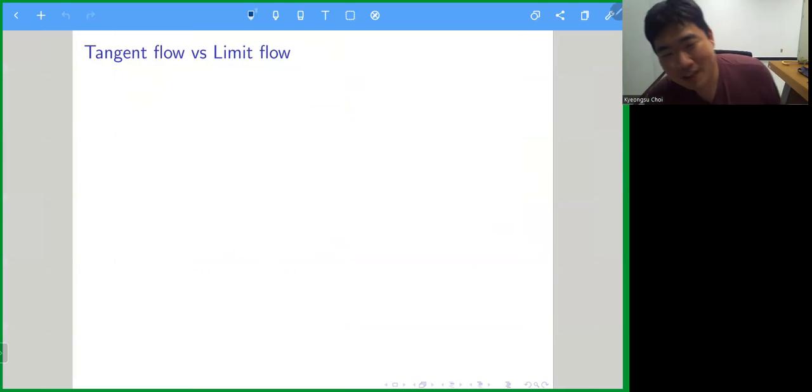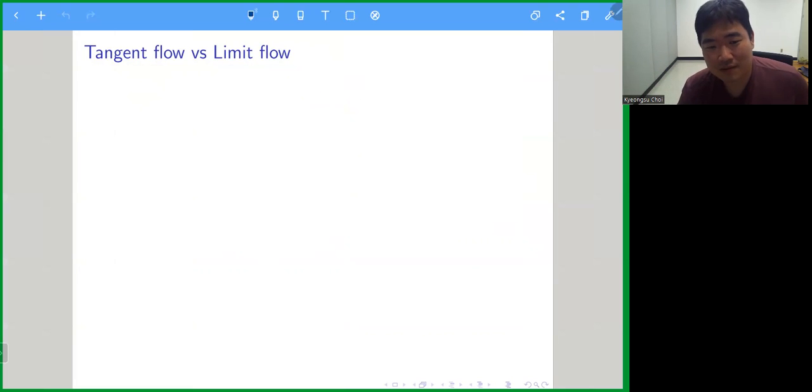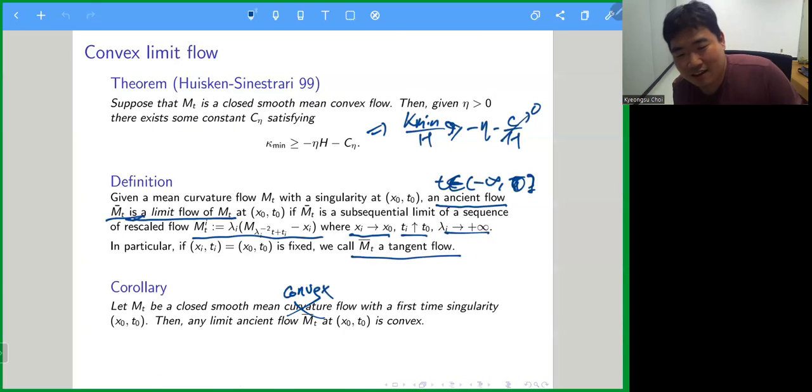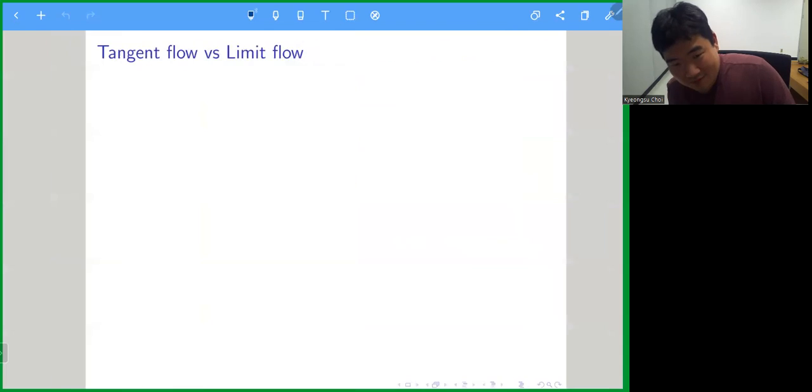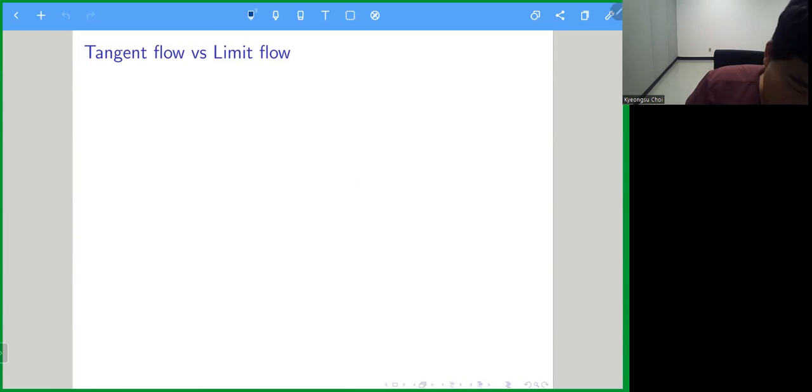Now let me compare a bit about tangent flow and limit flow. Here I say it's a limit flow, a tangent flow. Why? Because the limit flow is not unique. That's the reason we somehow distinguish the limit flow and tangent flow.